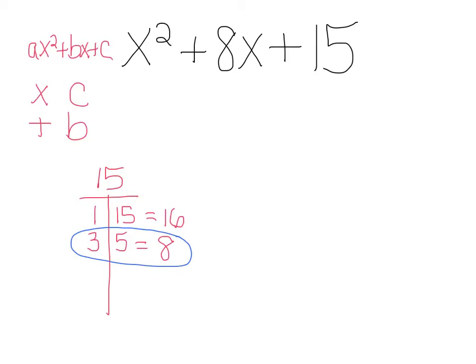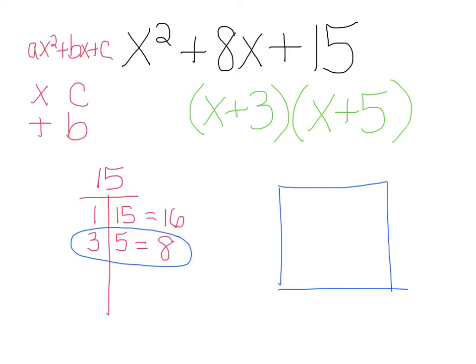From here, we know that x squared plus 8x plus 15 is going to factor into x plus 3 and x plus 5. So these two binomials, remember this is a binomial and this is a binomial, are factors of this trinomial. We can also see that with the box.